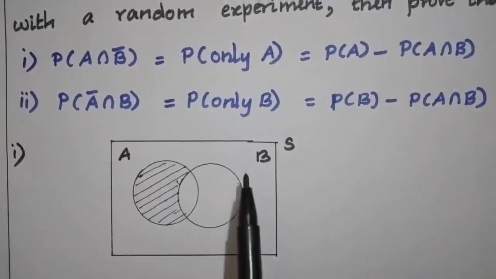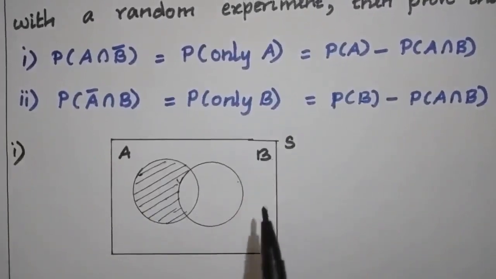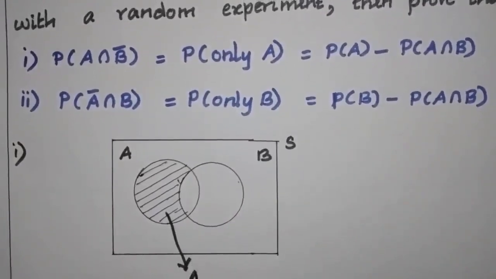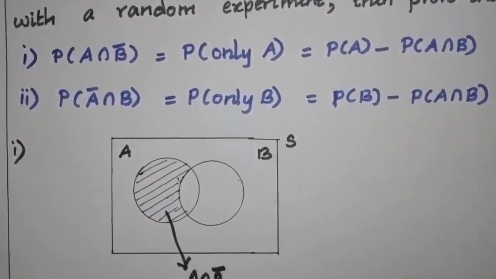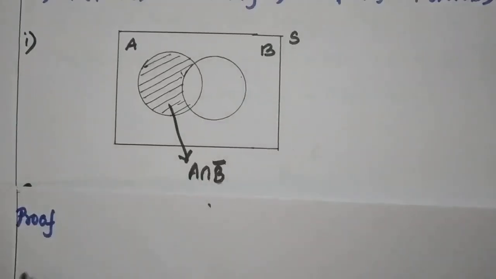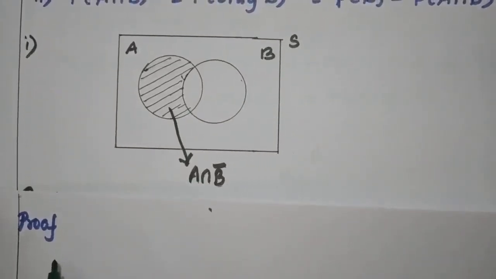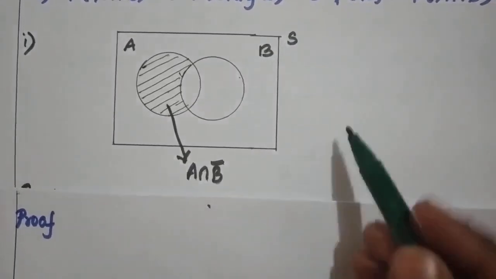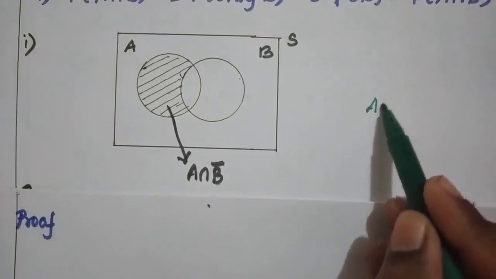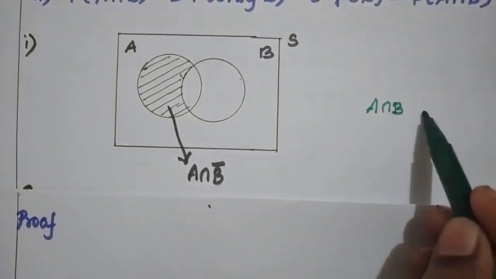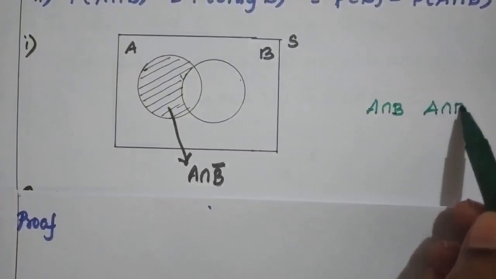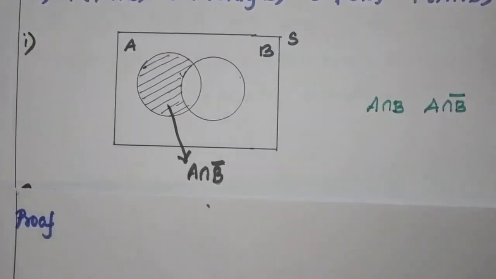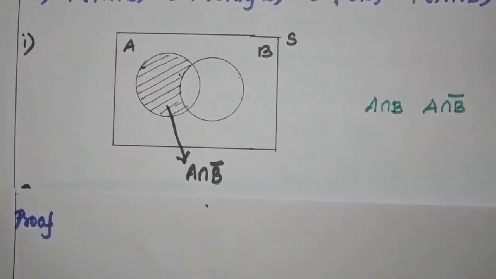Here A and B are two events in the sample space. Then what does this shaded portion represent? This is A intersection B dash. Let us prove the first one. Here we are going to take two events into consideration. One is A intersection B and the other one is A intersection B dash. So based on these two, we are going to prove this first one.